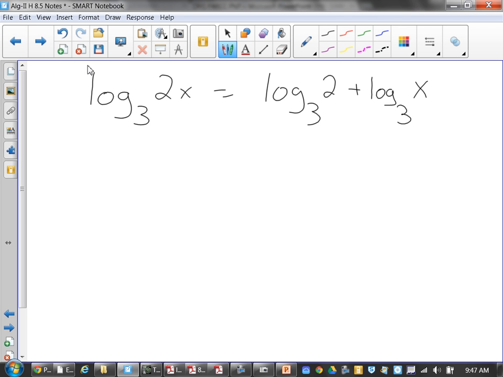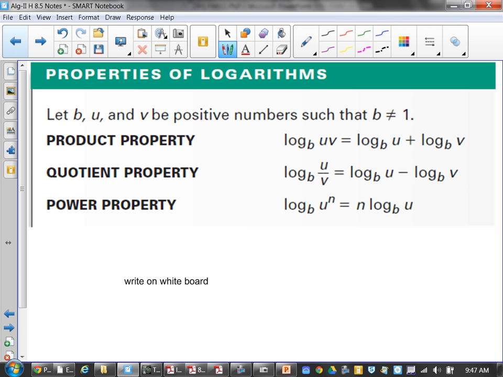Okay. The other one, the next one is our quotient. The quotient one is division. So if we're dealing with the division of two values in a logarithm, same basic idea. It's the log base b of u divided by v. What that rewrites itself as is the log base b of u subtract the log base b of v.